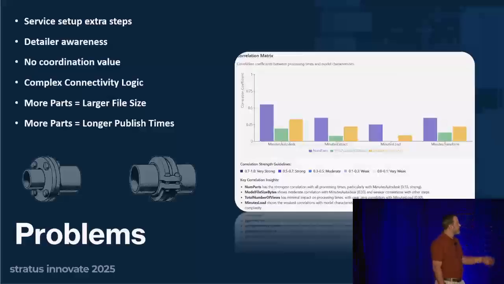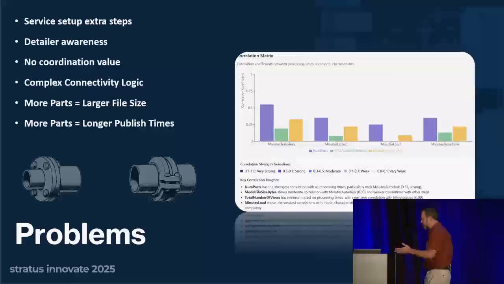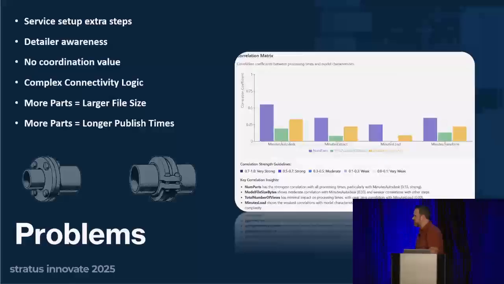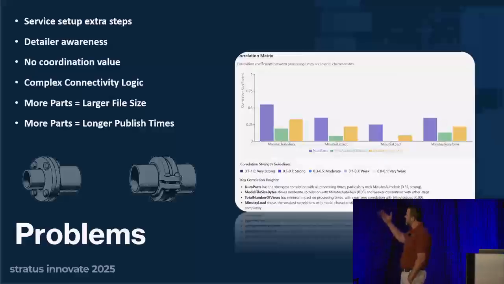It really overcomplicates your connectivity. Connectivity is already a very complicated thing. We don't need to make it more complicated than it already is. More parts fundamentally means larger file size. So if every time you put two pieces of pipe together, you have an extra thing floating in your model, right? It's just adding to the size of your Revit model. And then from a Stratus standpoint, more parts equals longer publish times.